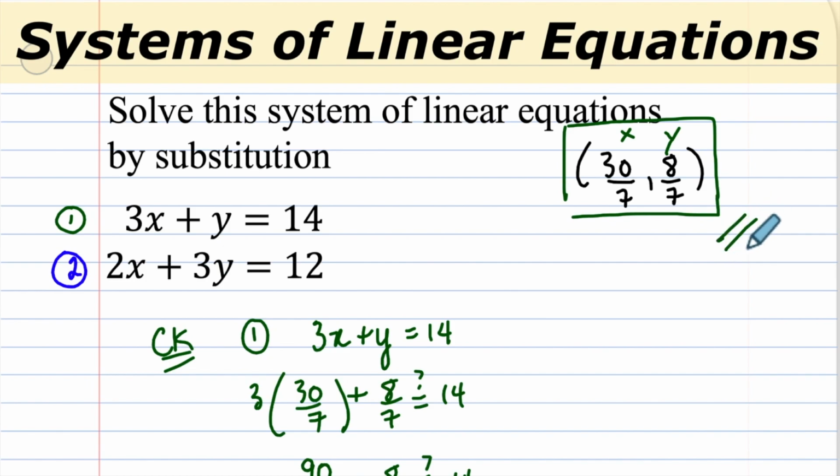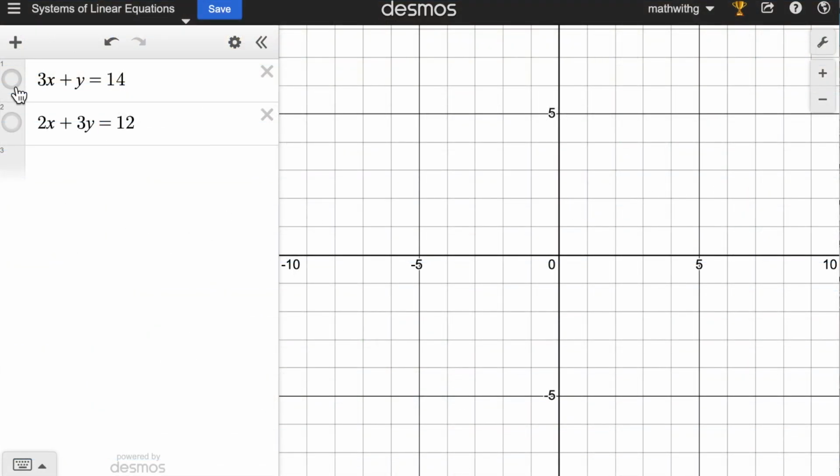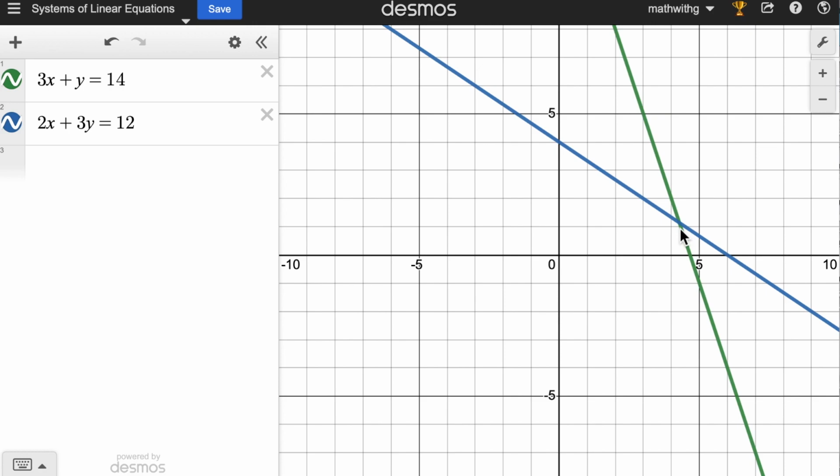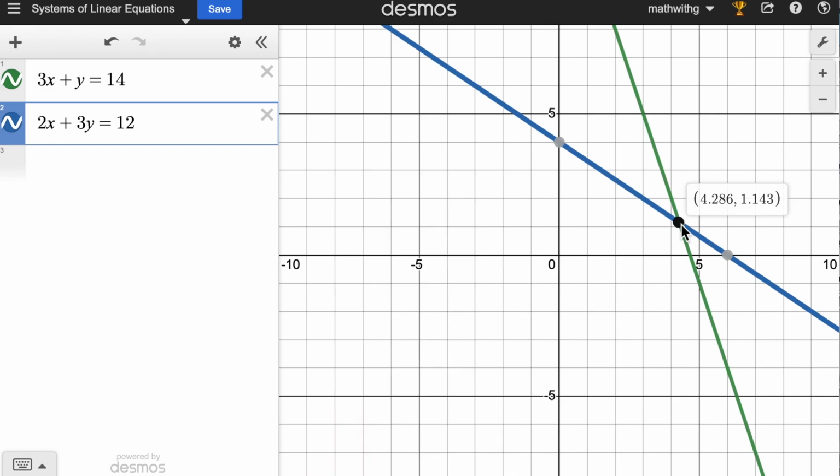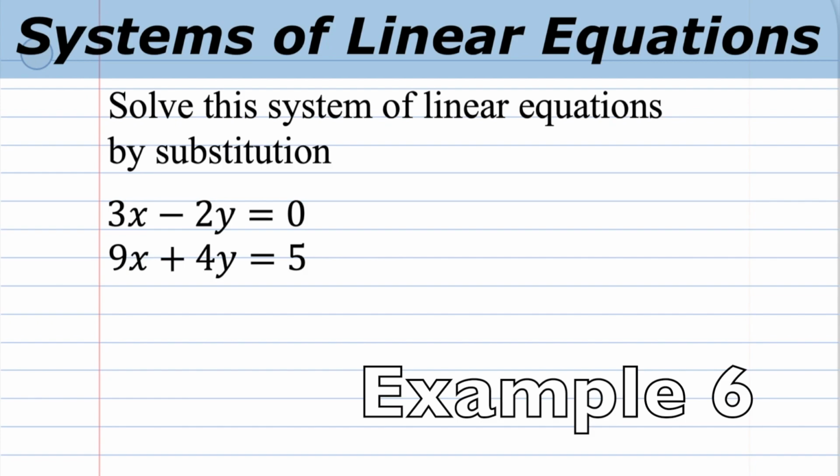Nicely done. In Desmos, 3x plus y equals 14 is in green, 2x plus 3y equals 12 is in blue, and the intersection is a decimal. Hard to see. 30 divided by 7 gives us 4.286, and 8 divided by 7 gives us 1.143. Do we really want to tackle this one by using substitution?